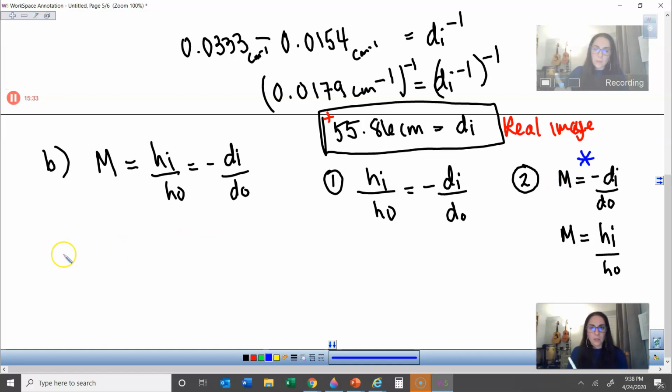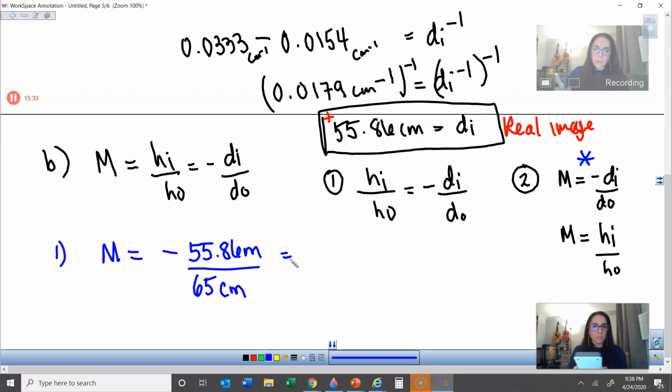So with that said, where are we? Yeah, so I'm going to do that first. So magnification, so step 1. So the negative sign is important. So negative di, which was 55.86, over the image. So we said that was what, 65? So let's go ahead and do it. So I get negative 0.859.